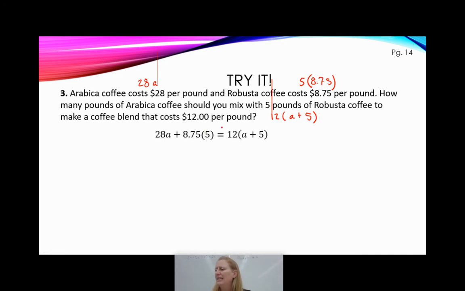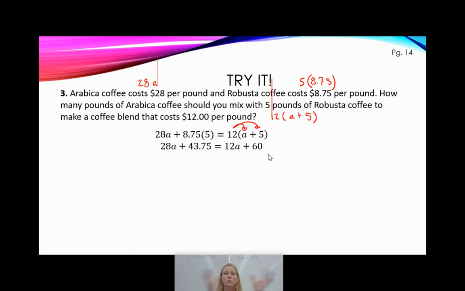I need to multiply these, 8.75 times 5. I need to distribute my 12. So I end up 8.75 times 5 is 43.75. 12 times A is 12A. 12 times 5 is 60.